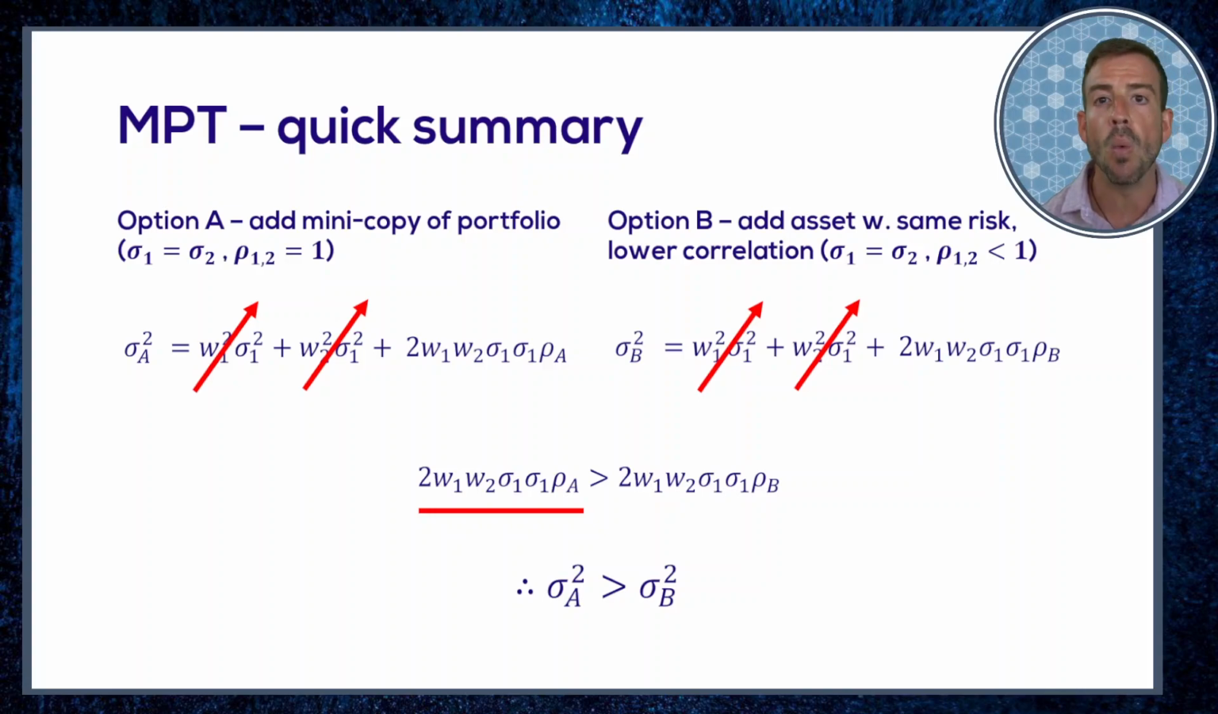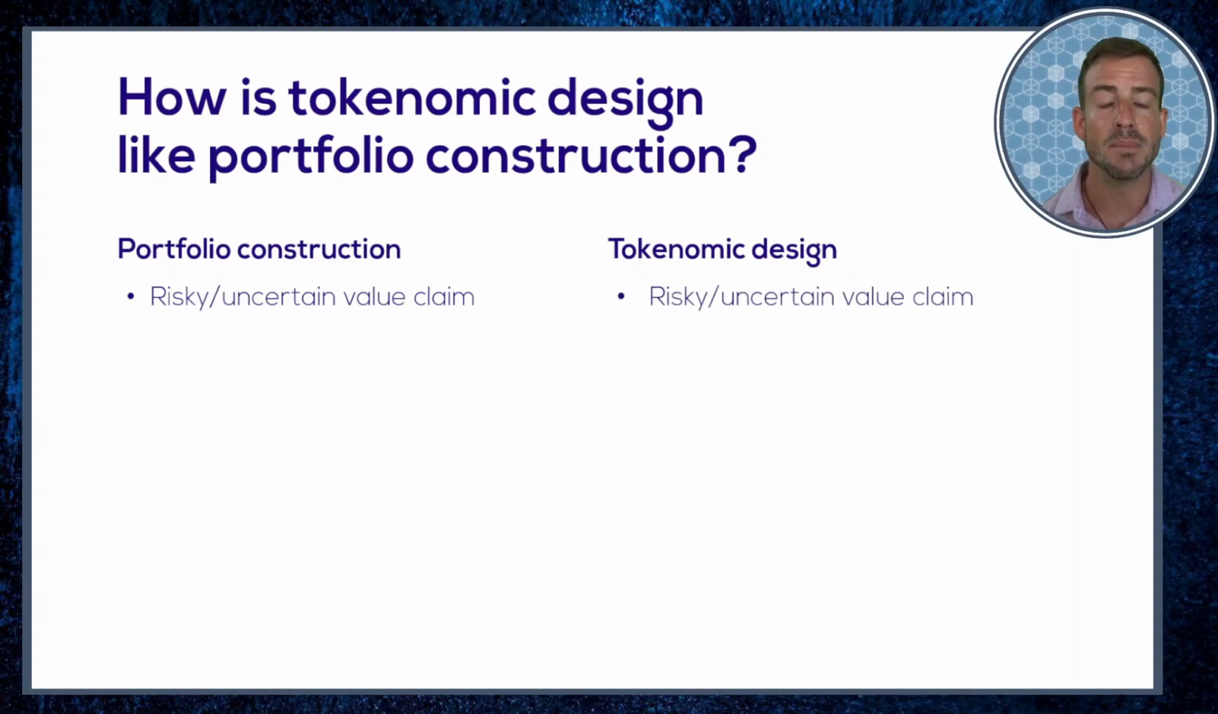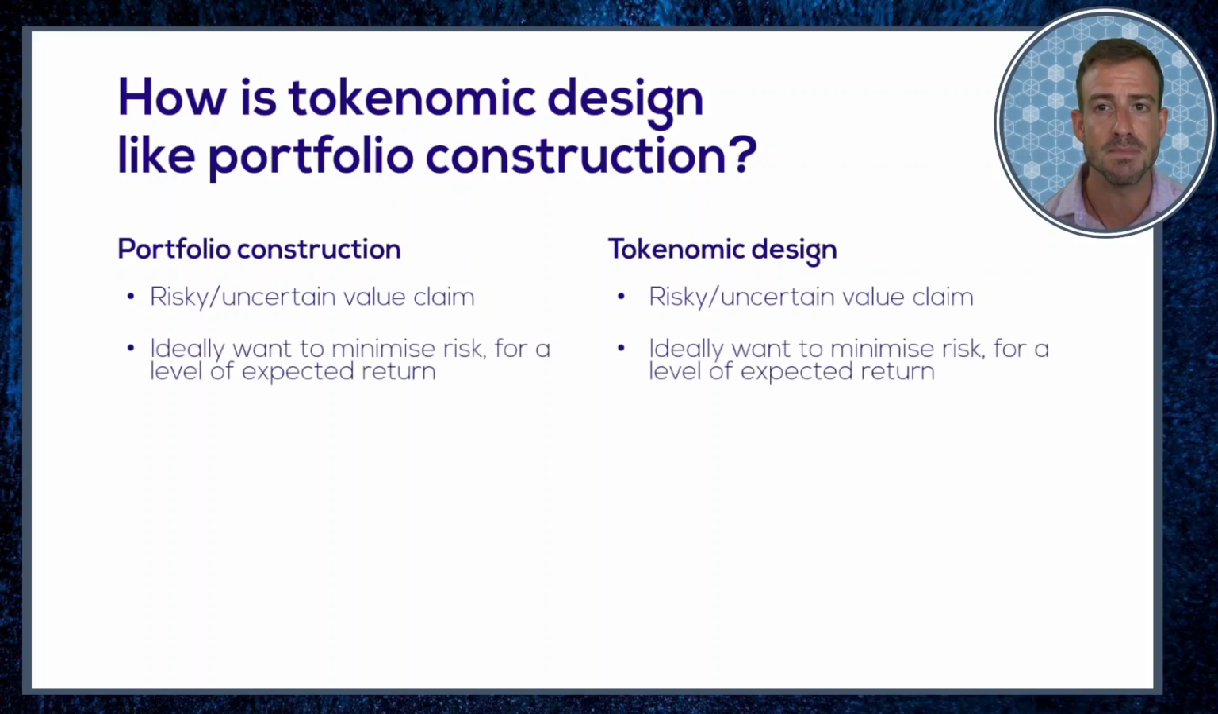Okay, but what does portfolio construction have to do with tokenomics? Well, an investment portfolio offers a risky or uncertain claim on value. And to the extent that we design our tokens to hold value, they are intended to do the same thing. In both cases, stakeholders are risk averse and prefer lower variance portfolios, so we want to minimize risk in both cases.